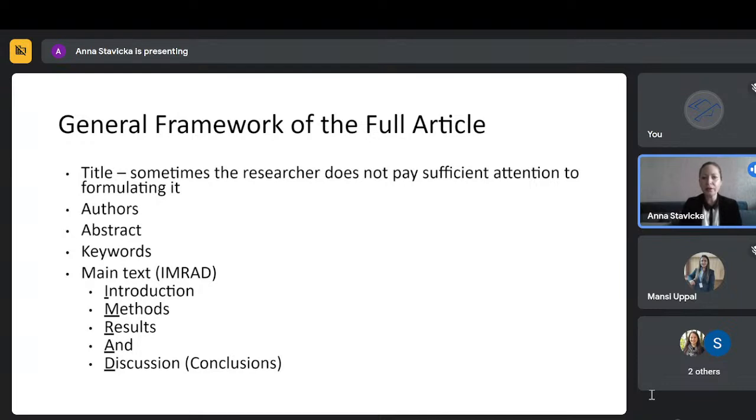So the general framework of the full article, I will not go into very deep details. I will concentrate more on formulating the title, but as you know, the key parts within the full article development are title, authors, abstract, keywords, and main text, which includes the categories from the IMRAD structure, which is introduction, methods, results, and discussion.